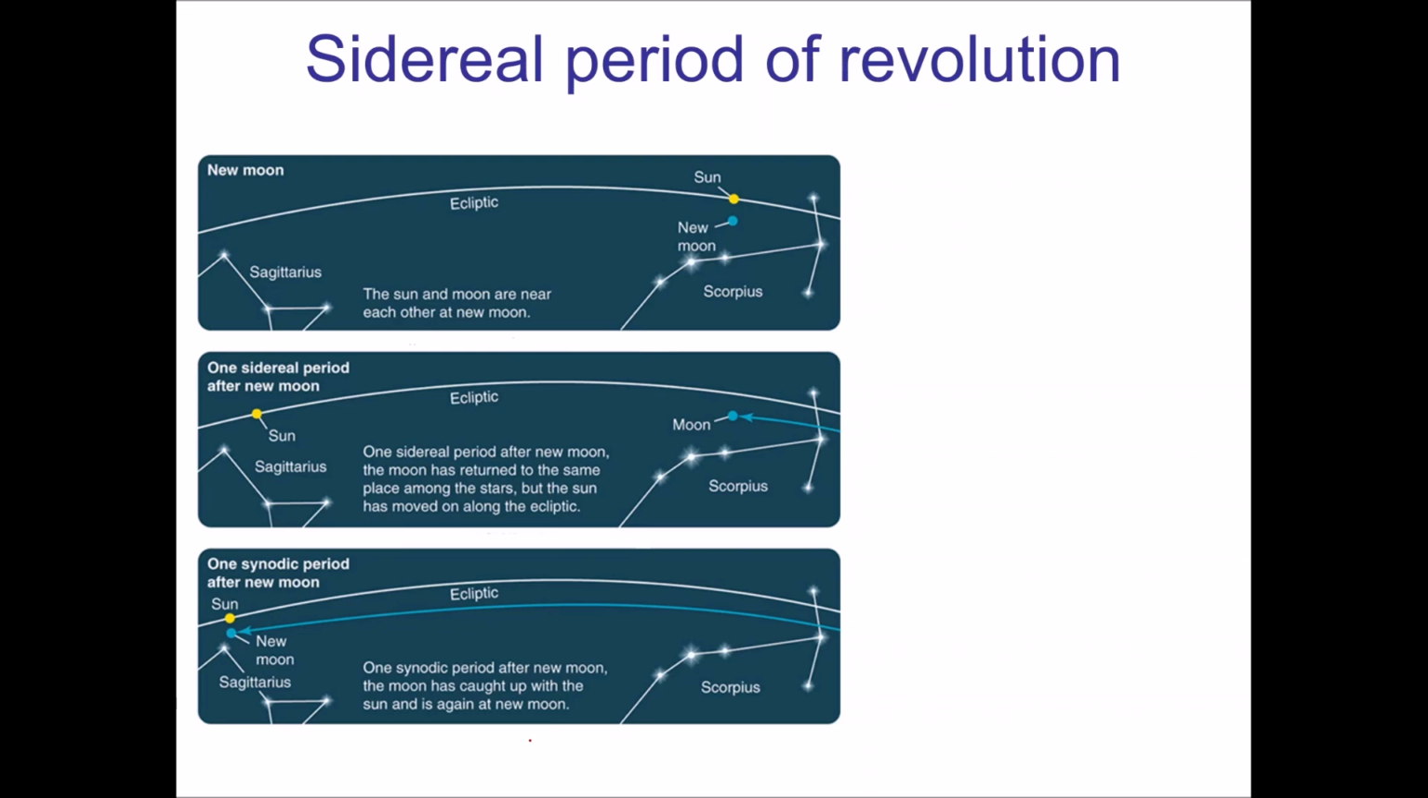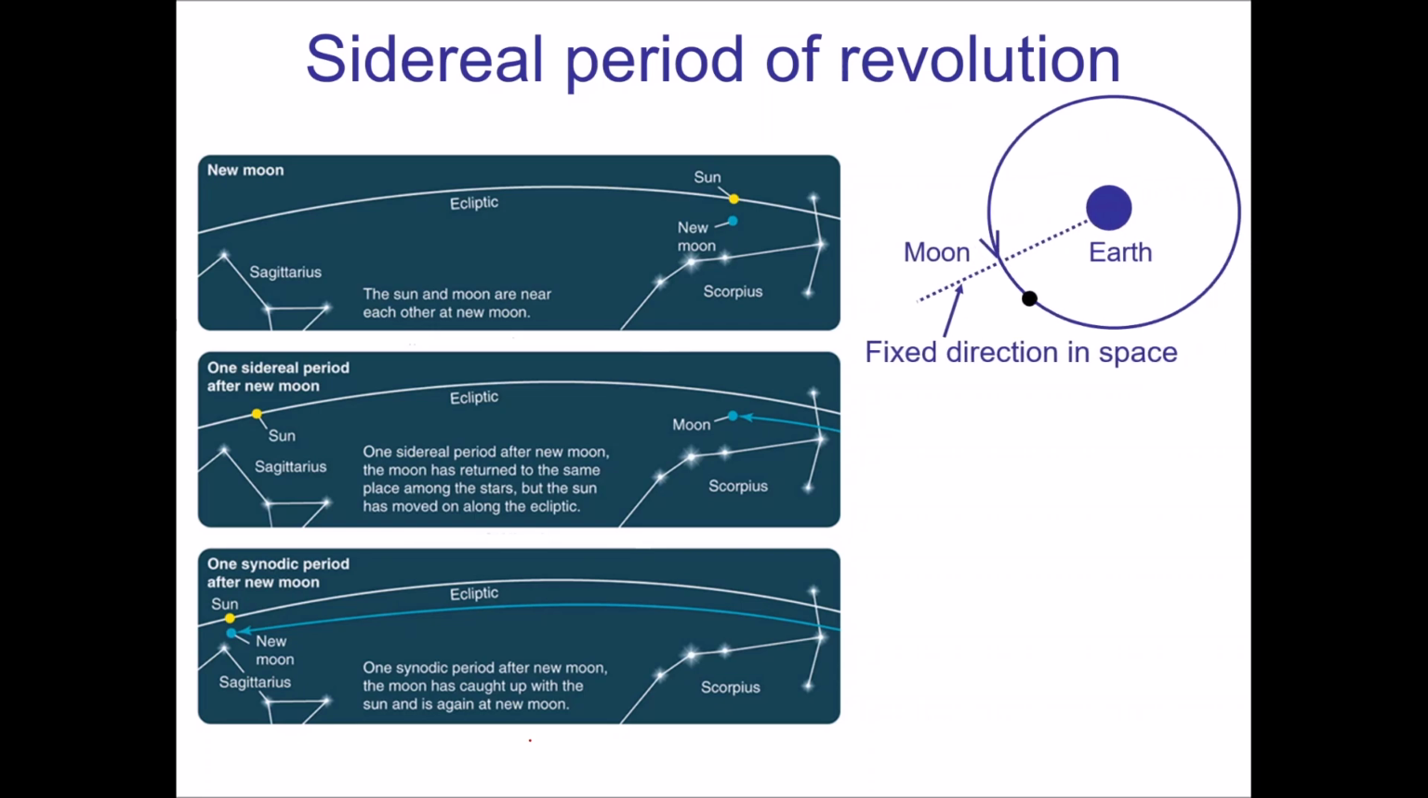You can see in the picture here, we see our moon in new phase next to the sun on the ecliptic. And the amount of time it takes for the moon to orbit the Earth and come back to the exact same spot relative to the background stars, meaning it's going to be back in the constellation of Scorpius, is 27.32 days.